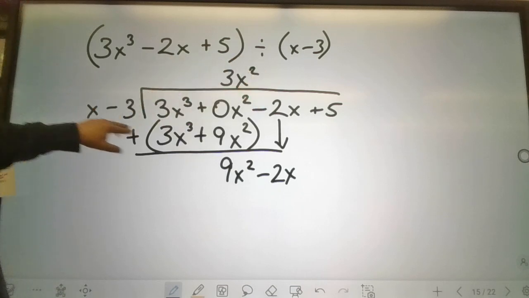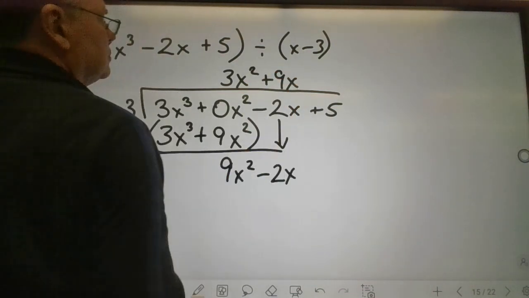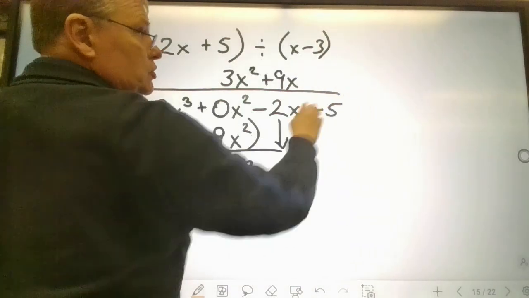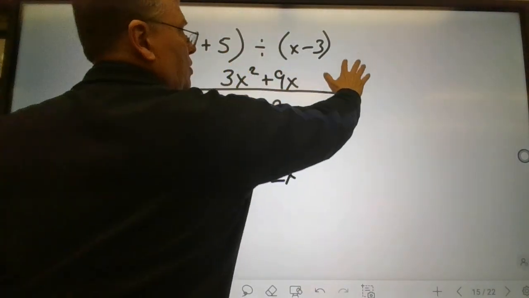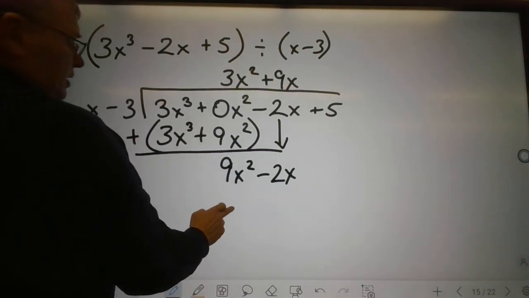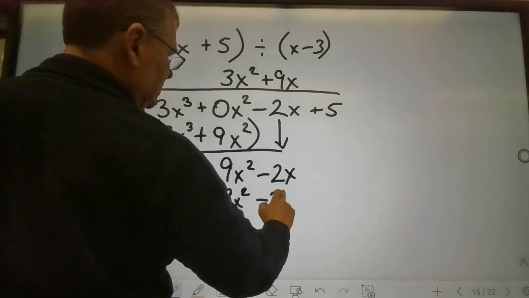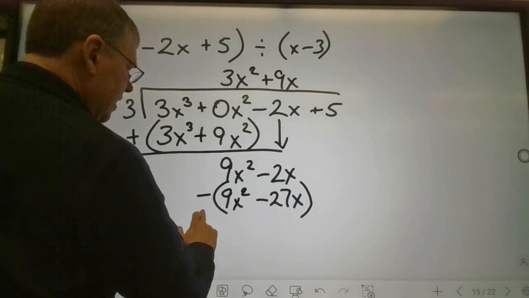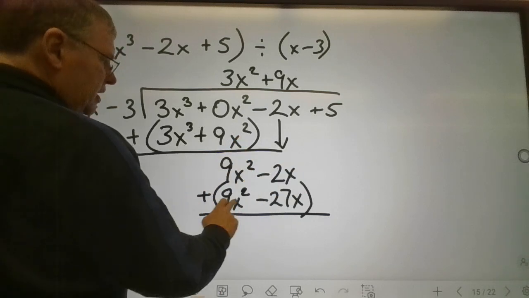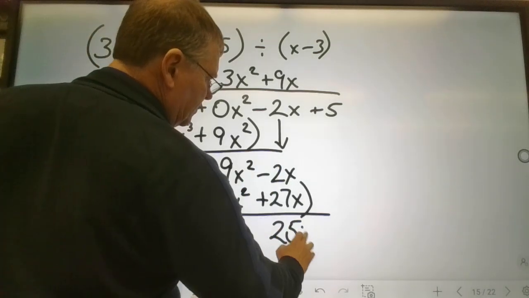What times x will give me a 9x squared? That will be a positive 9x. You notice I've got the x squareds above the x squareds, the x above the x. I do that on purpose because then I know where the remainder goes, if there is one. Okay, so the 9x times the x is a 9x squared. 9x times a minus 3 gives me a minus 27x. I'm going to subtract all of that. This is gone. A minus 2x minus a negative, there we go again. That'll end up being a positive 25x.